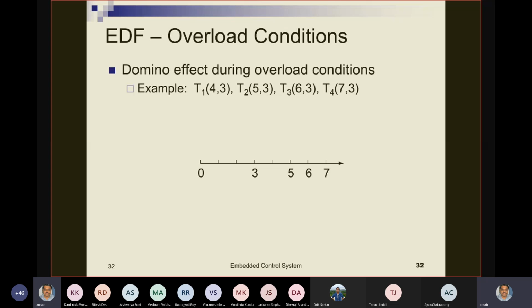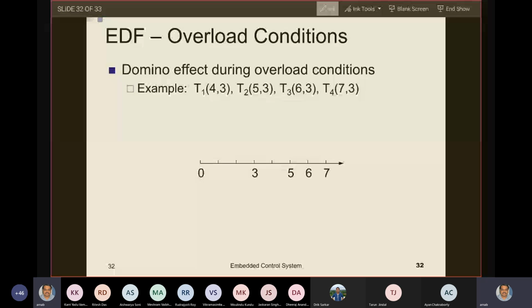Let's see that EDF is not without its own problems, although it has much higher resource utilization, and RM is not without its benefits. Under overload conditions, what happens to EDF? EDF always executes the task with the earliest deadline first. Given these 4 tasks, the first has a deadline of 4 and execution time of 3. The second has a deadline of 5, execution time 3. The third has deadline 6, execution time 3, and the fourth has deadline 7, execution time 3.